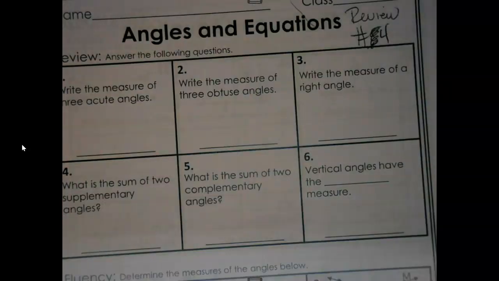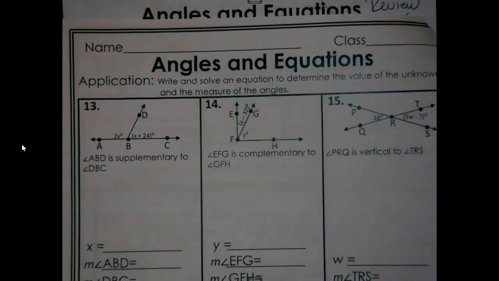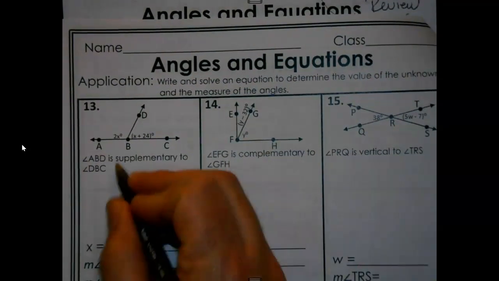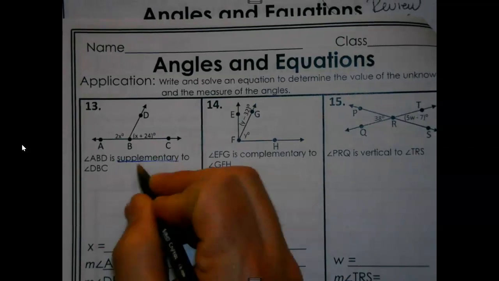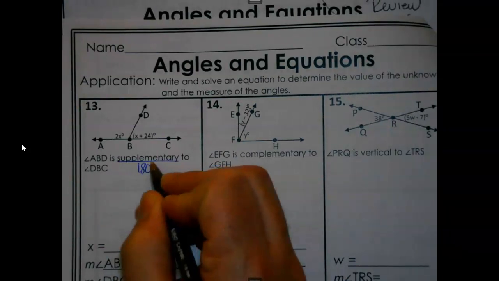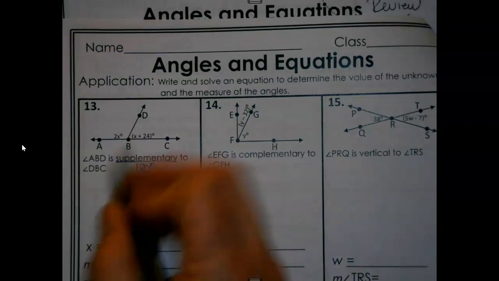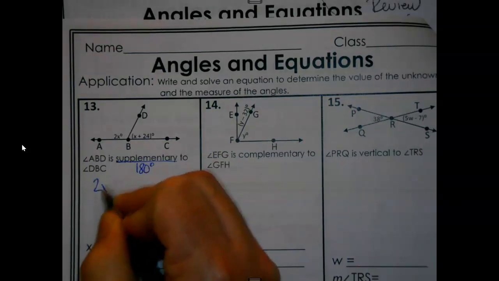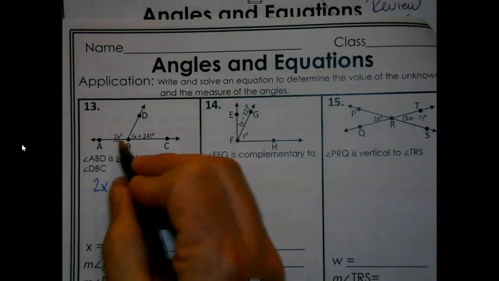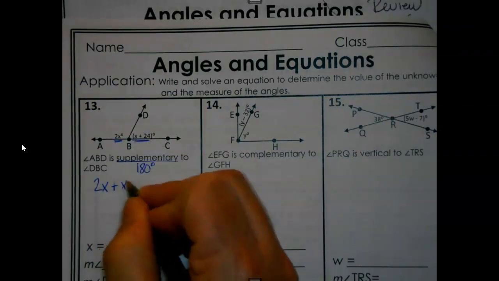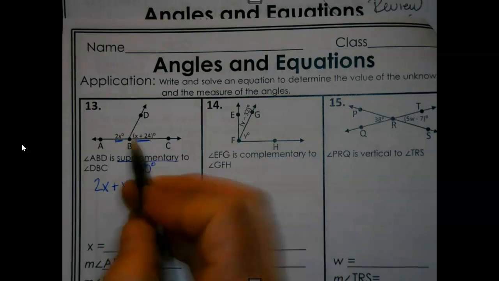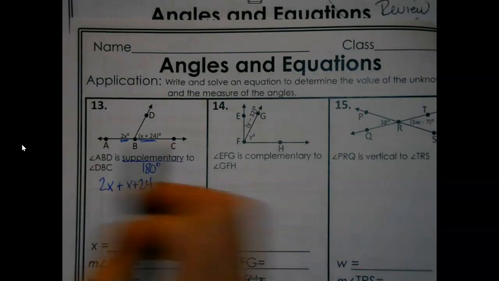As we head to look at 13 and 14, it's the same idea. I look for keywords: supplementary, which means they equal 180. But this time I don't just get numbers, now I'm getting variables too. So here I've got 2x, and I've got this x plus 24, but together these two angles make a straight line.